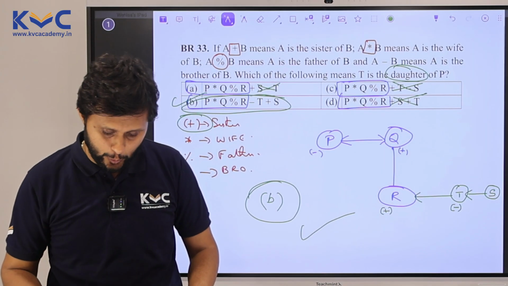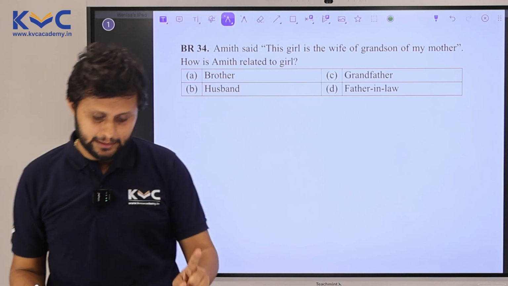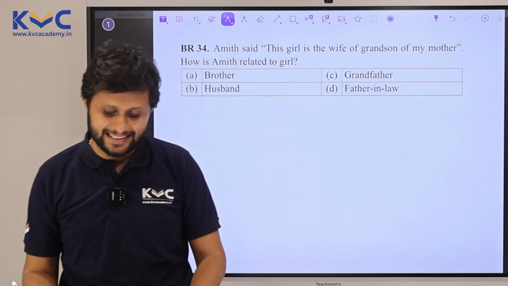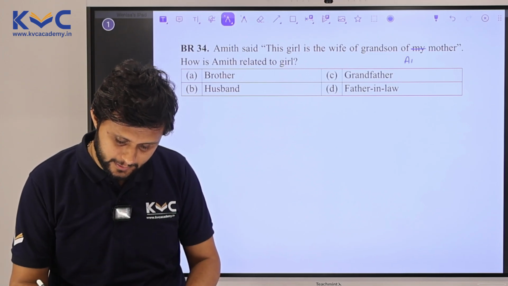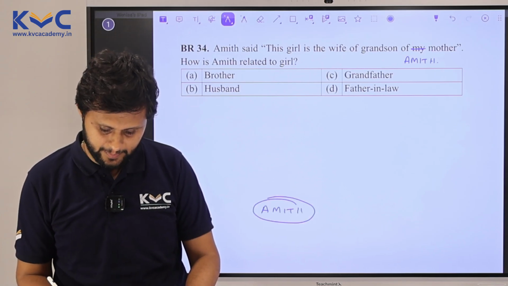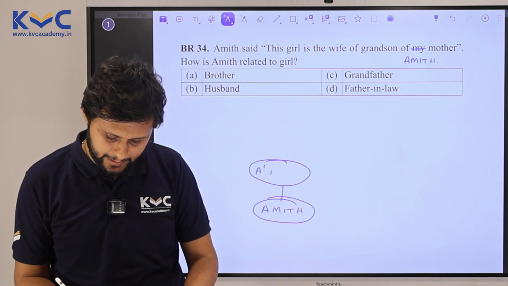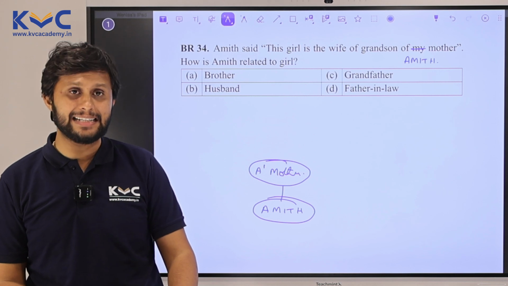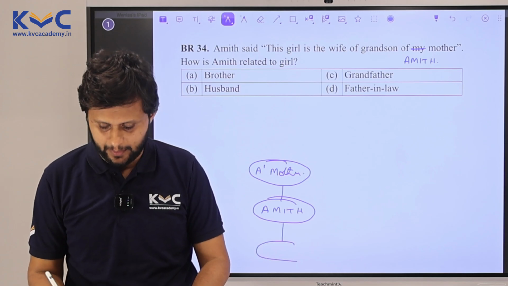Question number 34. Amit said, this girl is the wife of grandson of my mother. Who is "my" here? Amit. So Amit has a mother. We'll write Amit. This is Amit's mother. Who is this girl? This girl is the wife of grandson, grandson of my mother. So the grandson is over here, probably Amit's son.